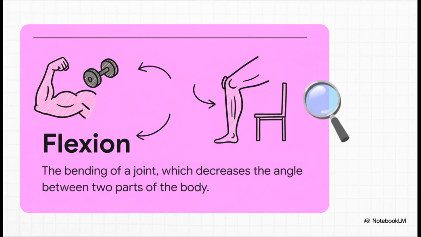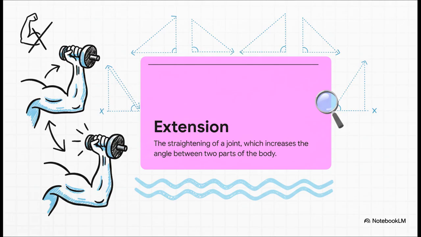It's the same thing when you bend your knees to sit down. And of course, what goes up must come down. The total opposite of flexion is extension. It's just straightening a joint back out. So after you've done that bicep curl, when you lower the weight and your arm goes straight again, that's extension. You're increasing the angle at the elbow, bringing it back to neutral.